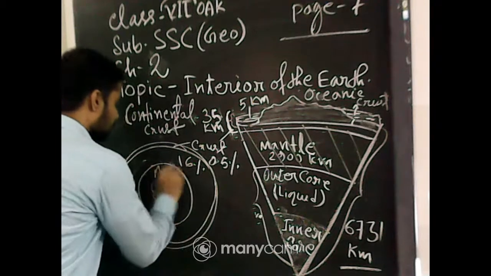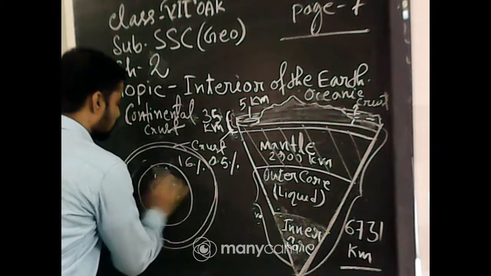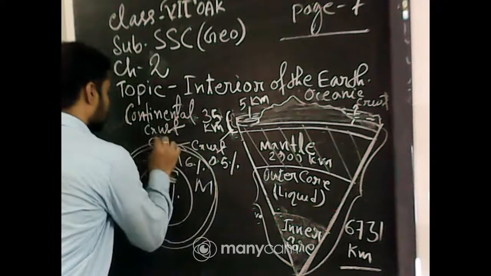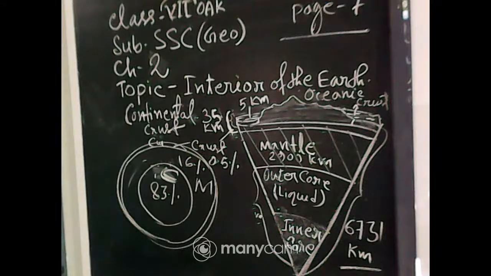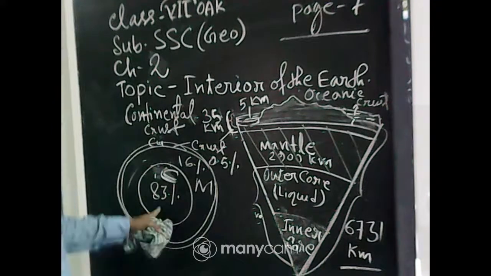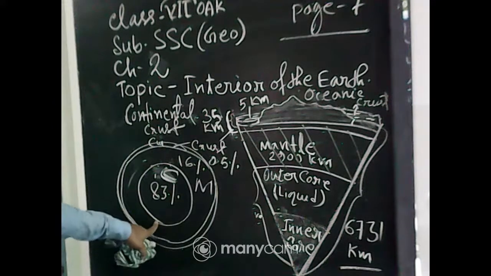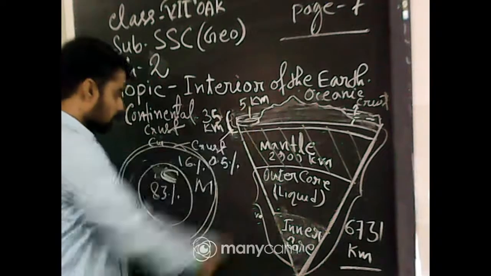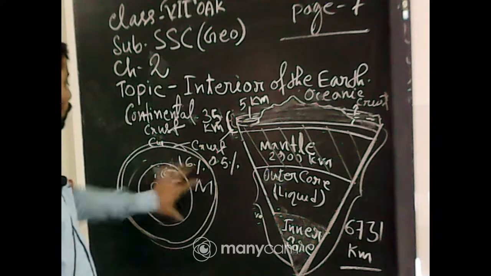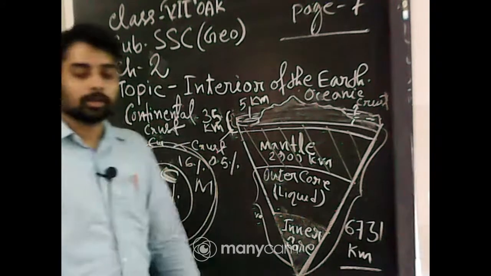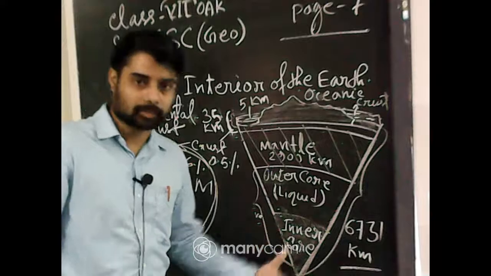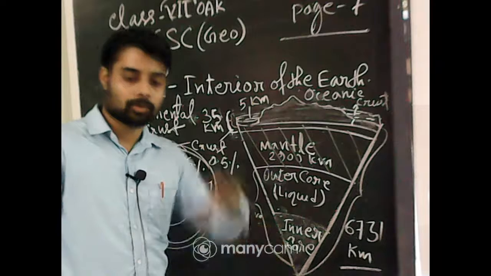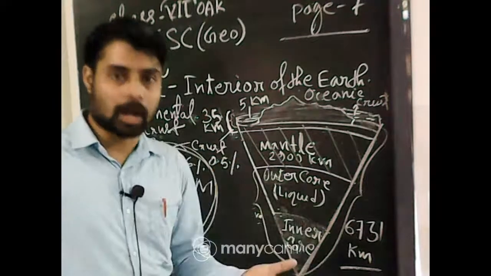This is the mantle, this is the core, this is the mantle, and this is the crust. Okay. So this is the division. The core is almost 83% because it is situated in the middle, and all these metals, the core, the mantle, everything, works as a magnet. So that is why the moon and our atmosphere are attached with our earth.